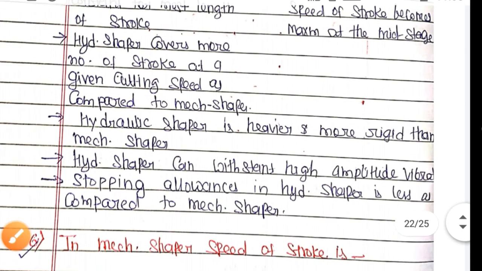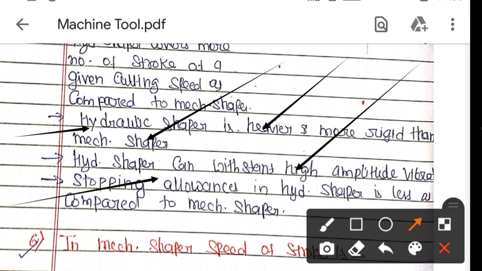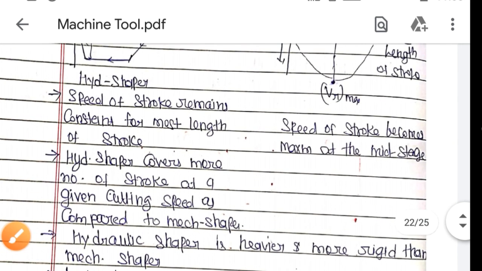Next point is a hydraulic shaper is heavier and more rigid than the mechanical shaper. Again, H stands for hydraulic shaper, and you can remember this difference by correlation. A hydraulic shaper is heavier and more rigid than a mechanical shaper. Okay, a hydraulic shaper can withstand high amplitude vibration. This is one important point. And stopping allowance in a hydraulic shaper is less as compared to a mechanical shaper. So these are the important points.